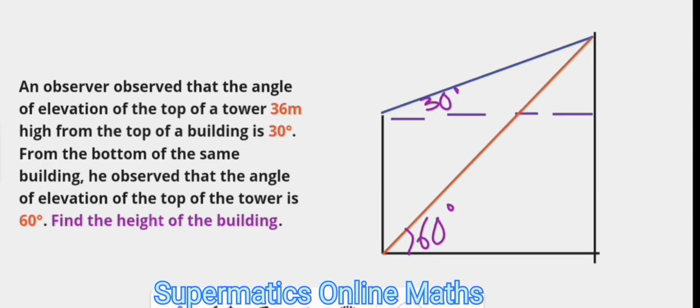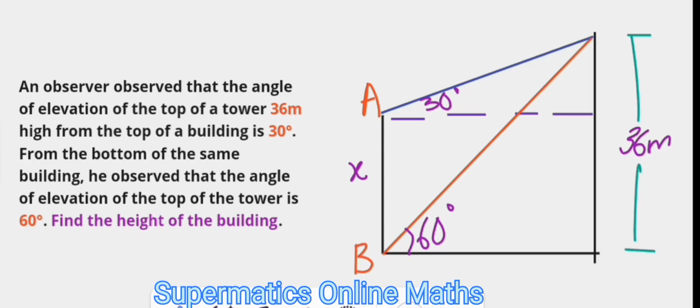We can let the height of the building be x meters, and the height of the tower is 36 meters. So we could let the building be AB, while the tower should be TS. Where the level of the top of the building meets the tower, we can let that be N, so that NS is x meters and TN is going to be 36 minus x meters.